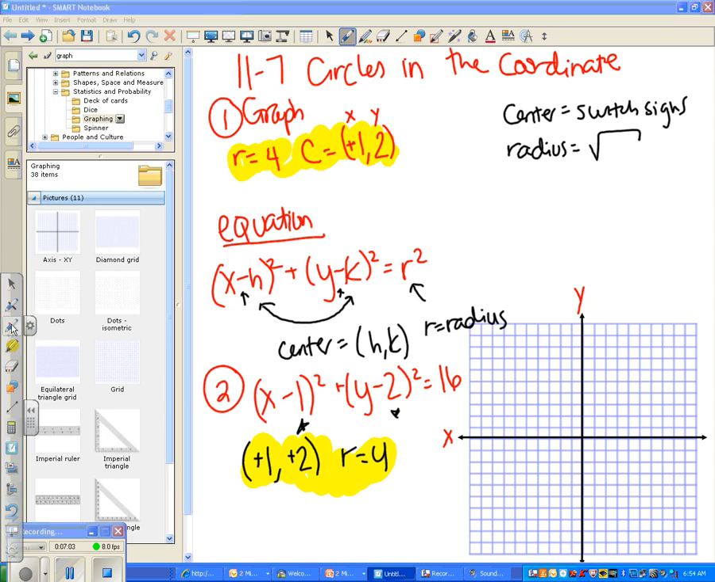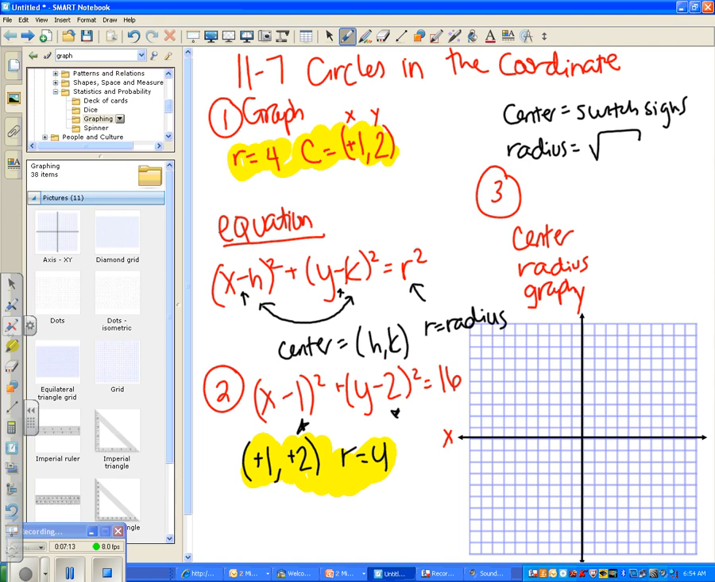All right, so let's try another one. Number 3. I want you guys to tell me what the center is and tell me what the radius is, and then I want you to finally graph it. And the equation of this circle is going to be (x plus 3) squared plus (y minus 1) squared equals 25. Okay, so pause it and see if you can do it.